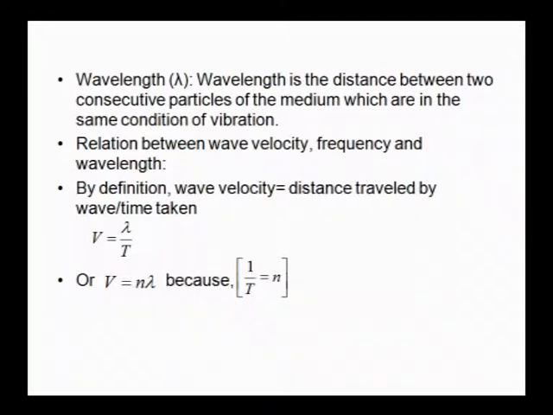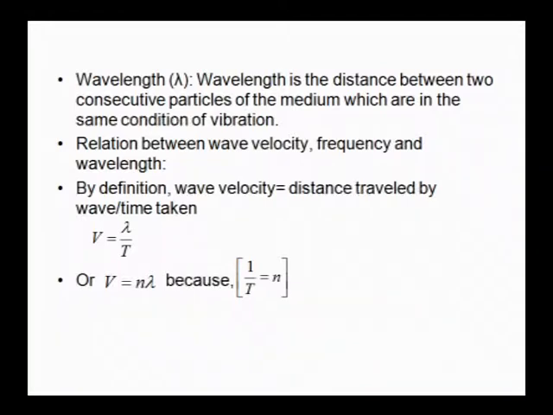The next definition is the wavelength of a wave. Wavelength is defined as the distance between two consecutive particles of the medium which are in the same condition of vibration, or the distance between two particles which are in phase. We also define the wavelength as the distance between two consecutive crests or troughs, or the distance between two consecutive compressions or rarefactions in a longitudinal wave. So, there are various definitions for the wavelength.